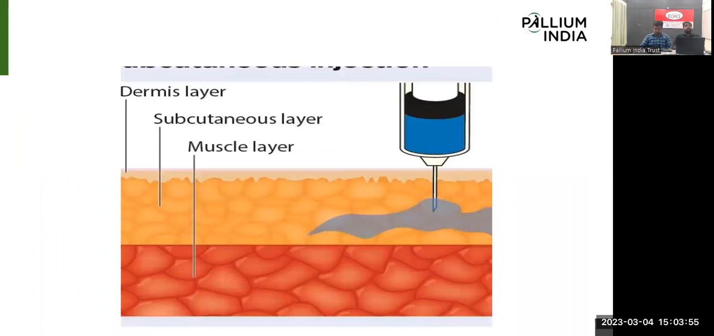First, I am simply dividing the skin layers into three. First layer, dermis. Second is the subcutaneous layer. Third is the muscle layer. We're going to discuss the second layer, the subcutaneous layer.